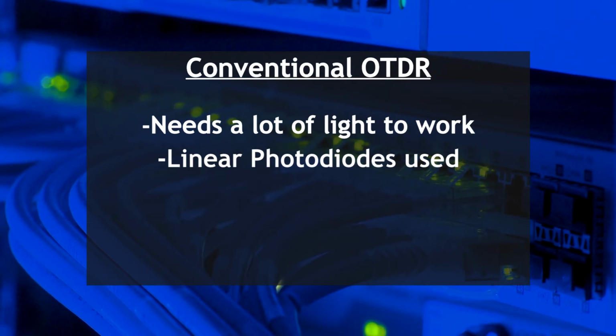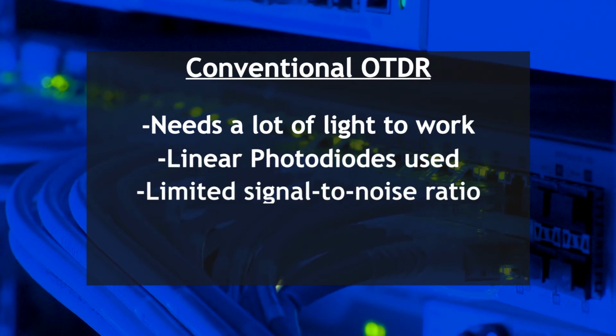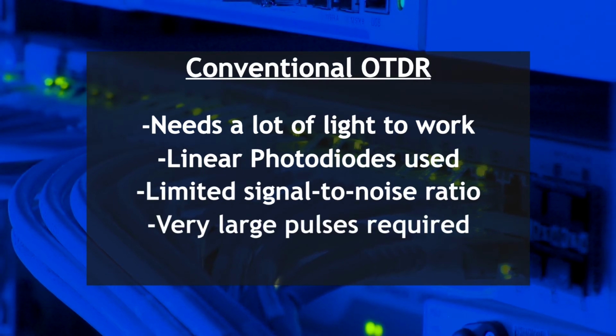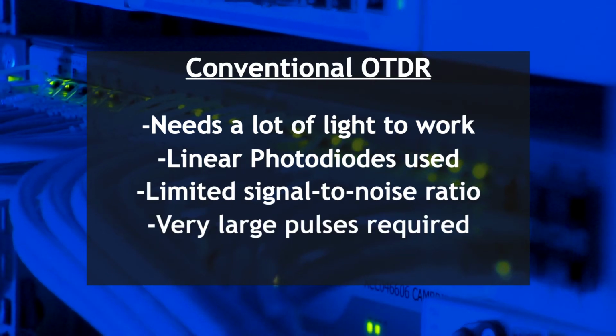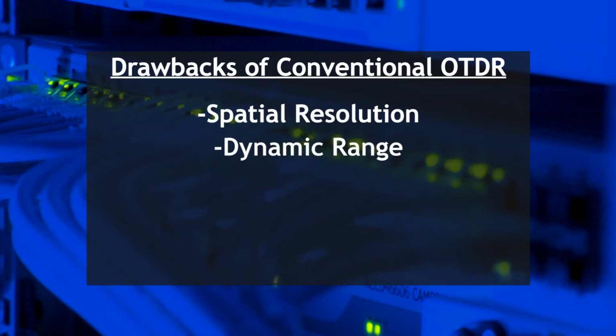In order to guarantee a sufficient signal-to-noise ratio for a given laser peak power, the pulse width needs to be increased to overcome lossy fiber lengths or cope with lengths of fiber in the tens of kilometers or more. However, this leads to major drawbacks in spatial resolution and dynamic range.